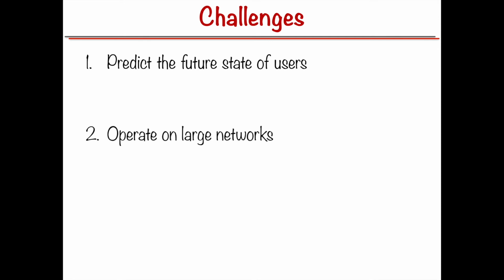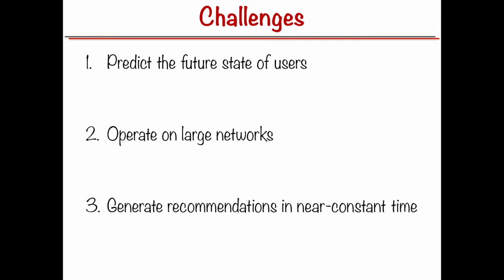Second, real-world networks have millions of nodes and edges, so the models have to be scalable. And third, to be practically useful in real systems, we need to generate recommendations in near constant time, irrespective of the number of candidate items in the dataset.